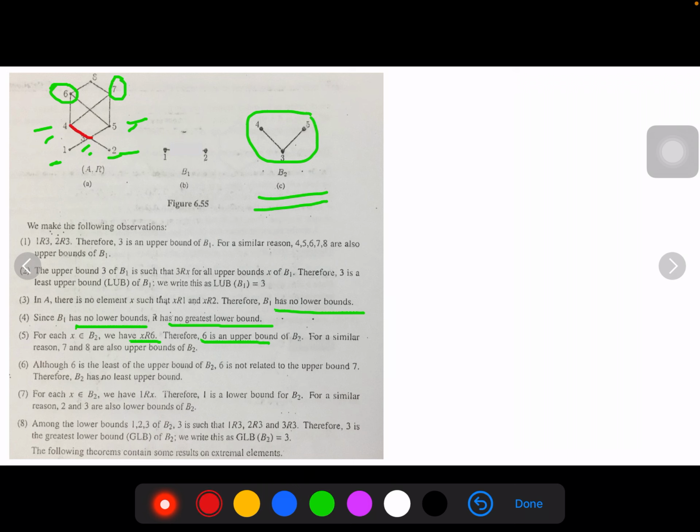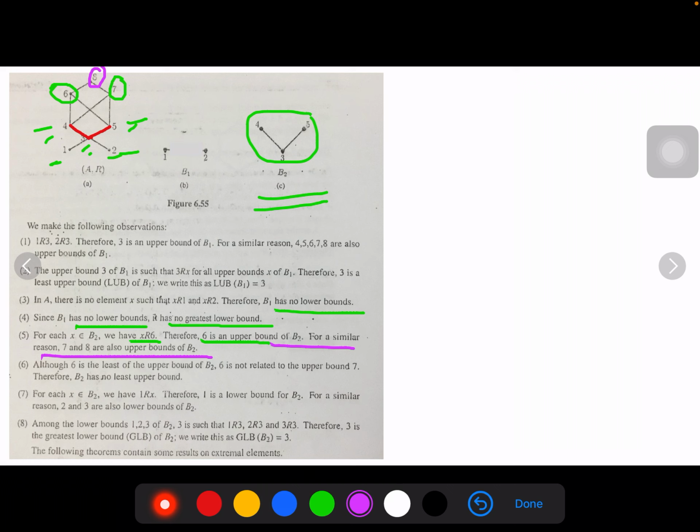You have to just write this as my subset here. With respect to this subset, 6 and 7 are upper bounds because they are above the 3, 4, 5 subset elements. 7 is also above all of these. For the same reason, 8 is also an upper bound. So all of these become upper bounds of B2.